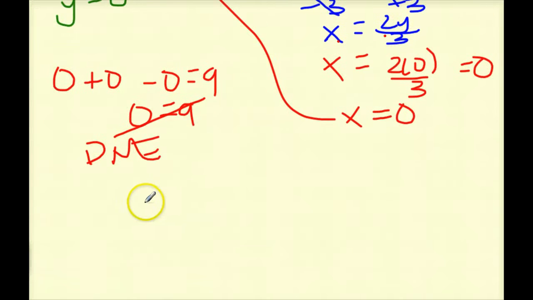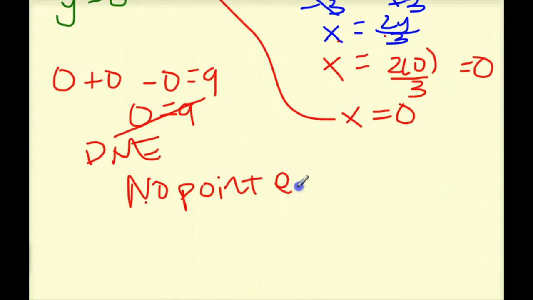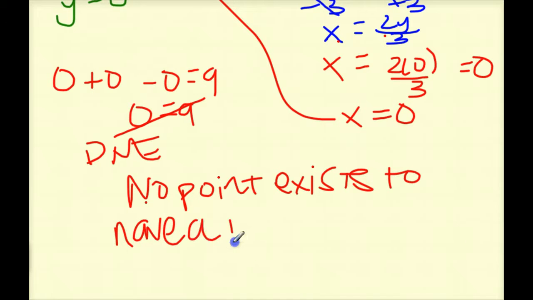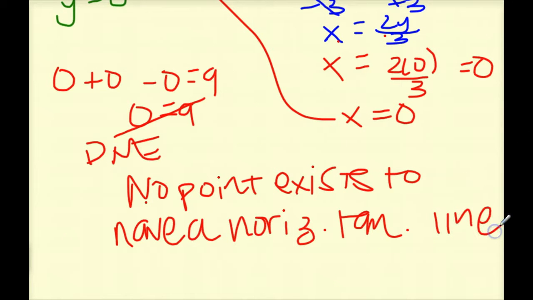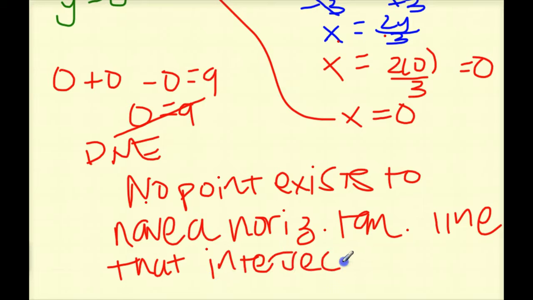let me see how I could write this down. I can say that no point exists to have a horizontal tangent line that intersects the x-axis. Okay? So let's take a look at the next problem and see what it says.